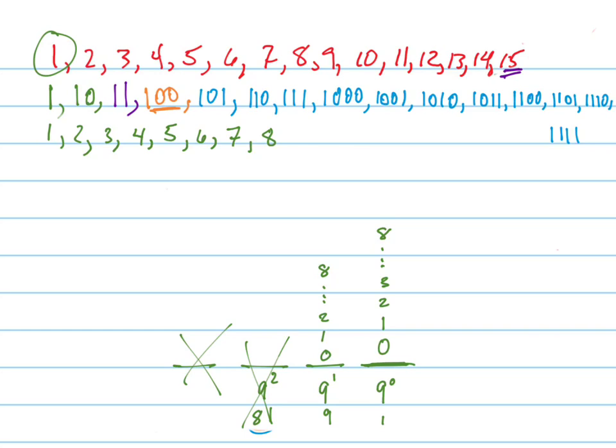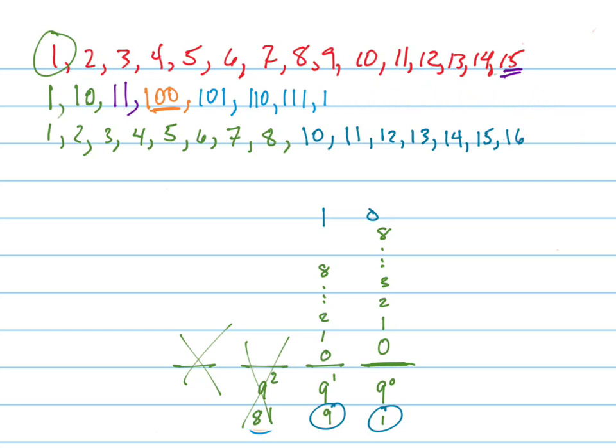And then how do you write the number 9 in base 9? The number 9 is going to be 1 of these and 0 of these. So it's a 1 and a 0. Okay, so the number 10 in base 9 is a 1 and a 1. The number 11 in base 9 is a 1 and a 2. 12 is 1 and 3. 13 is 1 and 4. 14 is 1 and 5. 15 is 1 and 6.